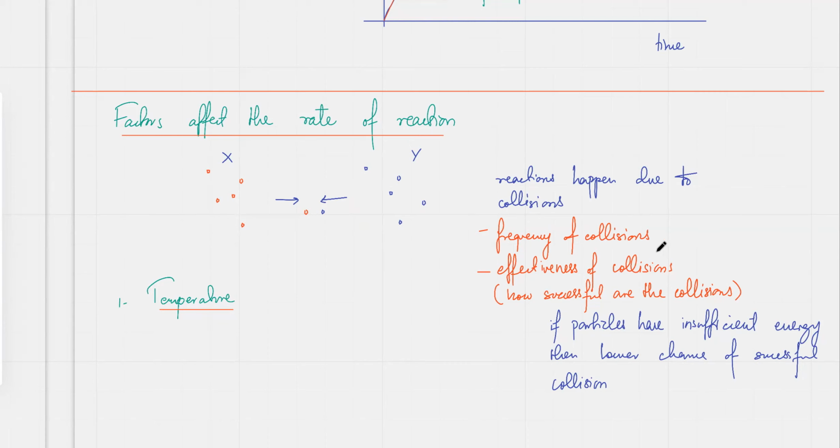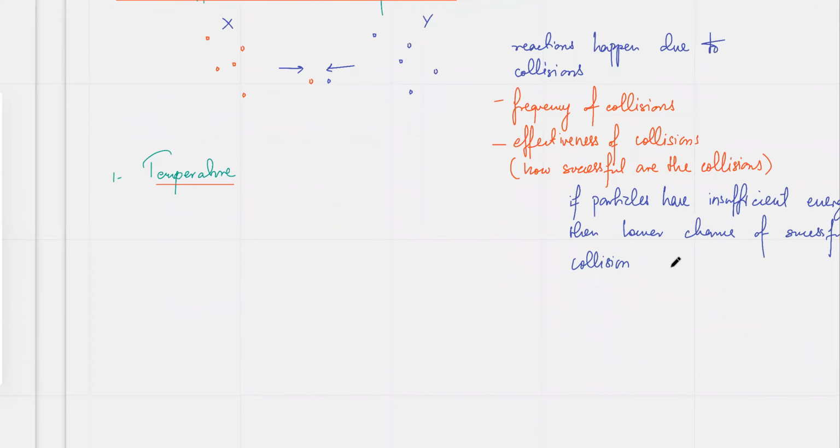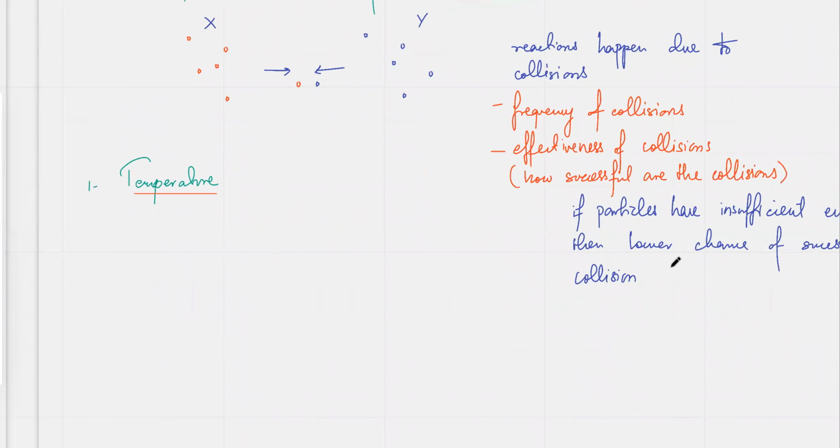So we're going to discuss collisions in two ways. One is how often are they colliding, and do the collisions lead to a reaction or not? Are the collisions successful? Like if they collide 100 times, how many times does it lead to a reaction? So we're going to think of it in two ways. So the first factor is temperature, and the rule is that whenever you increase temperature, you always pretty much get a faster reaction.